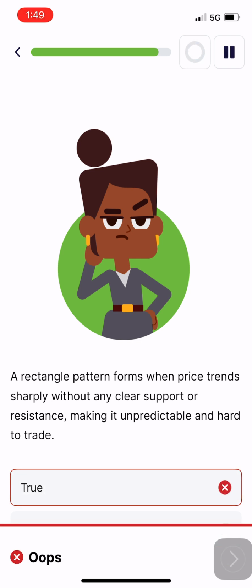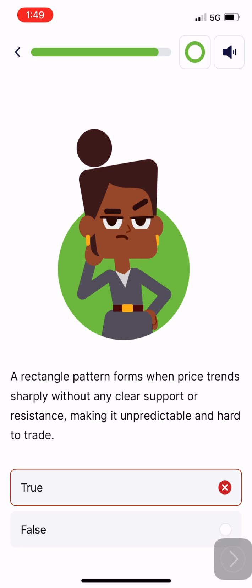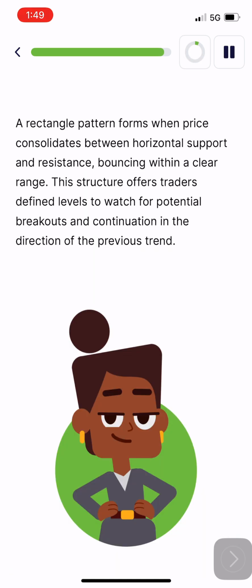No, the correct answer is false. A rectangle pattern forms when price consolidates between horizontal support and resistance, bouncing within a clear range. This structure offers traders defined levels to watch for potential breakouts and continuation in the direction of the previous trend.